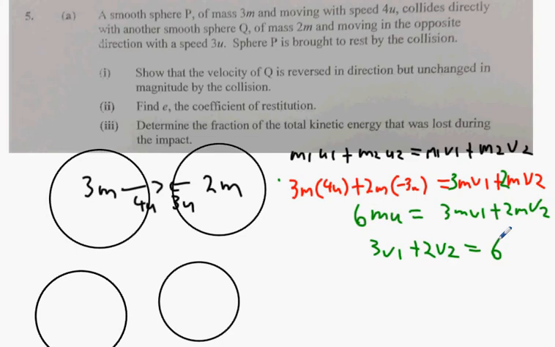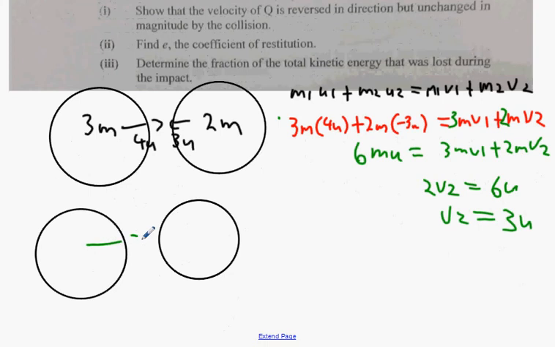Oh, wait a second. Left out a piece of information there, didn't I? Brought to rest. If it's brought to rest, what does that mean about v1? V1 is actually 0. Make sure you read everything. So 2v2 equals 6u, v2 equals 3u. Cool.